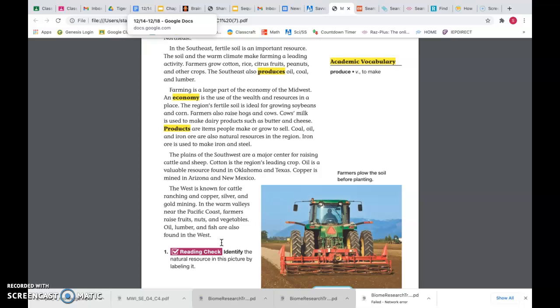The West is known for cattle ranching and copper, silver, and gold mining. In the warm valleys near the Pacific Ocean, farmers raise fruits, nuts, and vegetables. Oil, lumber, and fish are also found in the West.